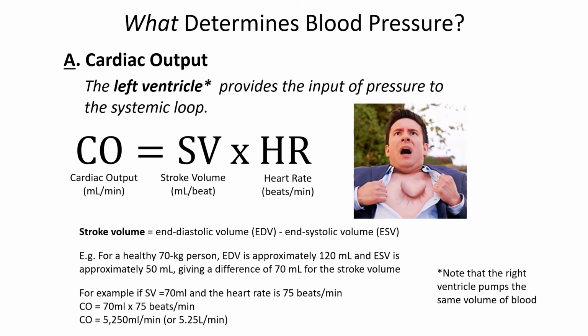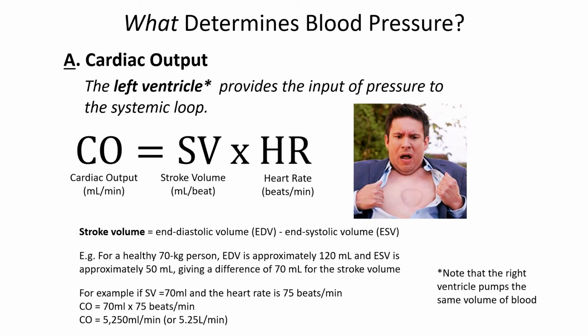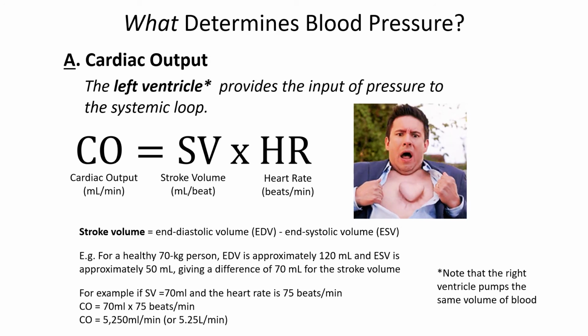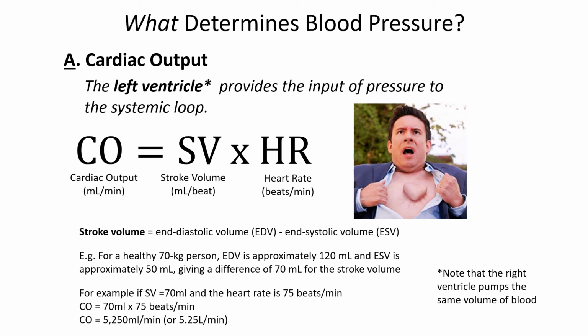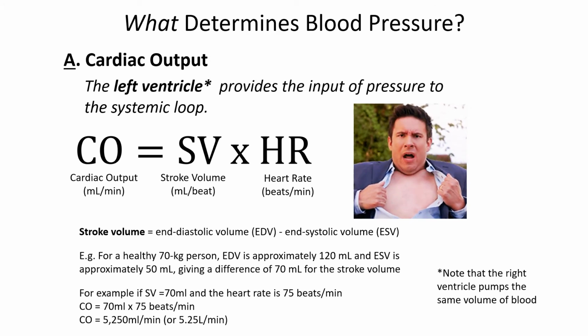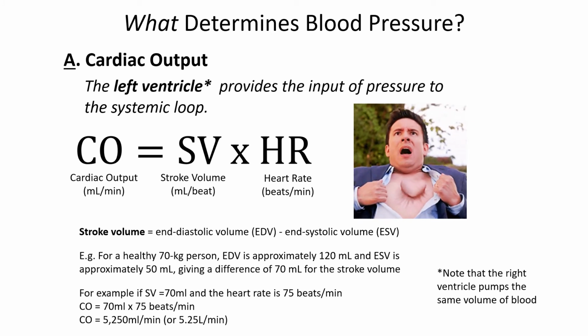So for an example here, for a healthy, hypothetical 70 kilogram person, we have a stroke volume of 70 mils. And we've calculated that again by taking the end systolic volume of 50 mils and subtracting that from our end diastolic volume of 120 mils.